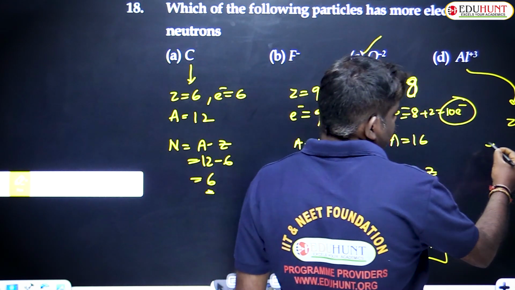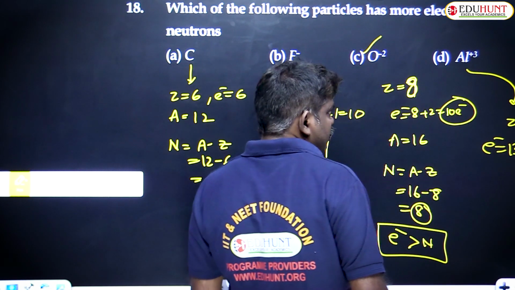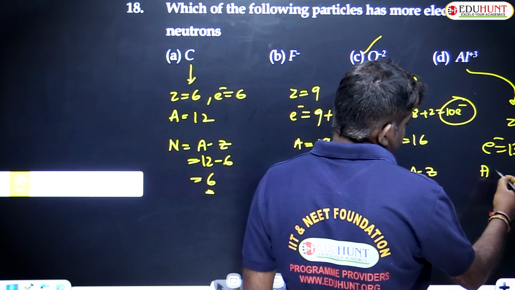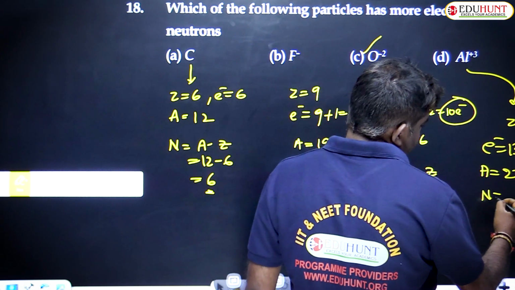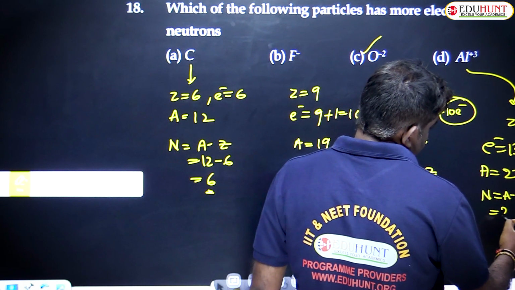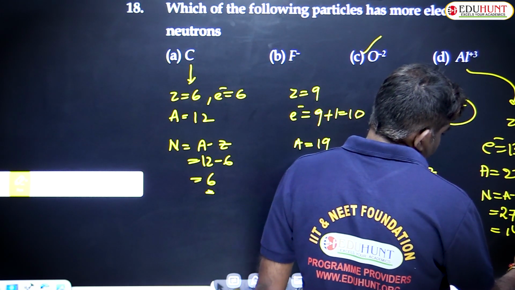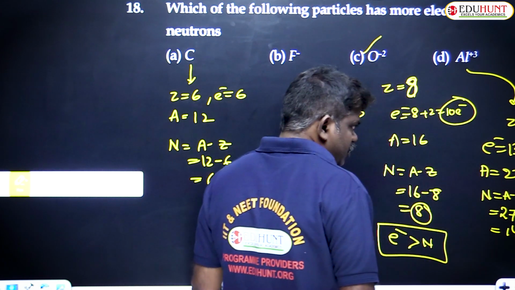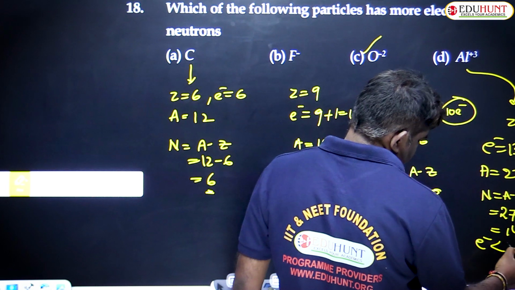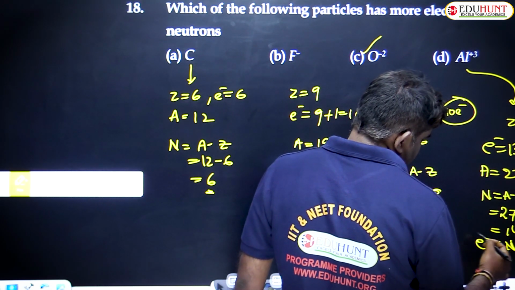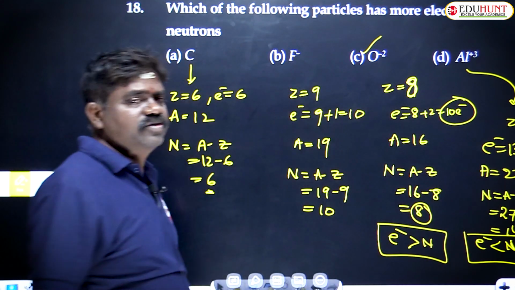The number of electrons is 13 minus 3, 10 electrons. The mass number of aluminum is 27. Number of neutrons is A minus Z, that is 27 minus 13, which is 14 neutrons. So in this case, electrons are 10 but neutrons are 14. Here neutrons are greater than electrons. So the answer, more neutrons than electrons, is C.